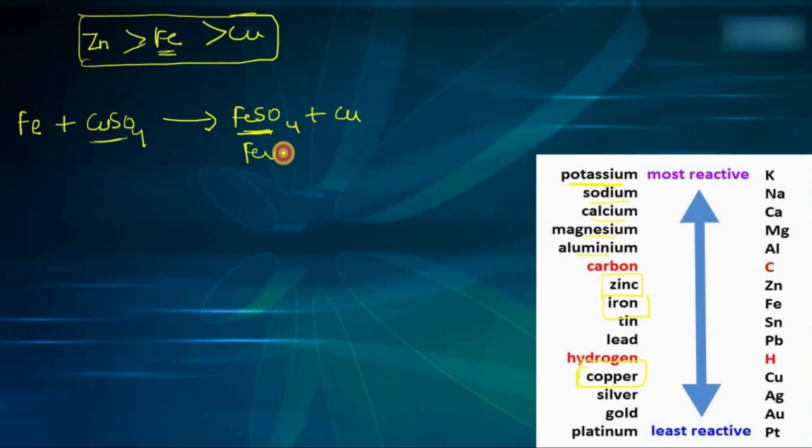That is, here we got ferrous sulfate. Well, here we had copper sulfate, and copper has been replaced by iron. So this was displacement reaction. I hope it is clear till here.